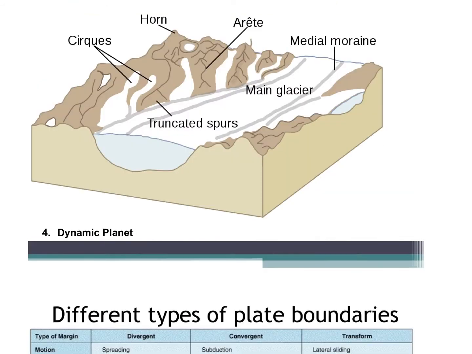So there would be your erosional features: horns, cirques, arêtes. Now, medial moraine and lateral moraine are only found with valley glaciers, which is what you're looking at here, and those actually would be depositional features. All right? Don't worry about paternoster lakes and things like that.